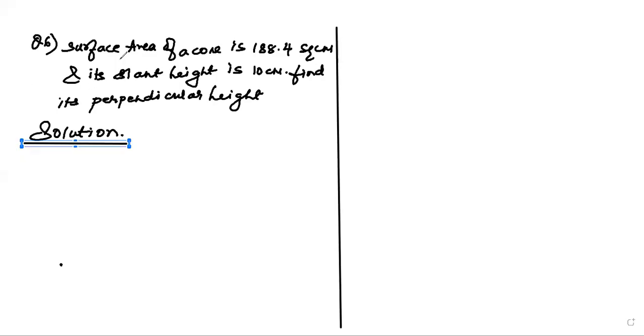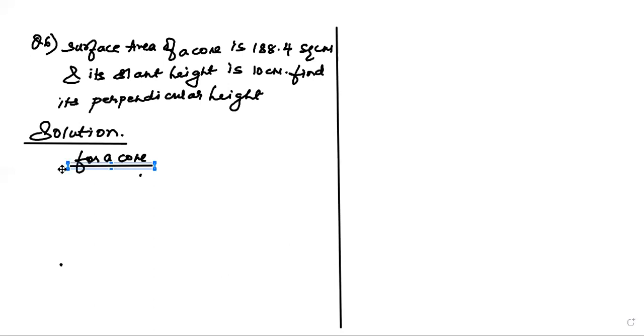Simple question, children. The surface area of a cone is 188.4 square centimeter. When this is surface area here, it is curved surface area, okay? And its slant height is 10 centimeter. Find its perpendicular height. Surface area of a cone. That means we are talking about a cone, and I told you what they've given here, surface area of a cone.